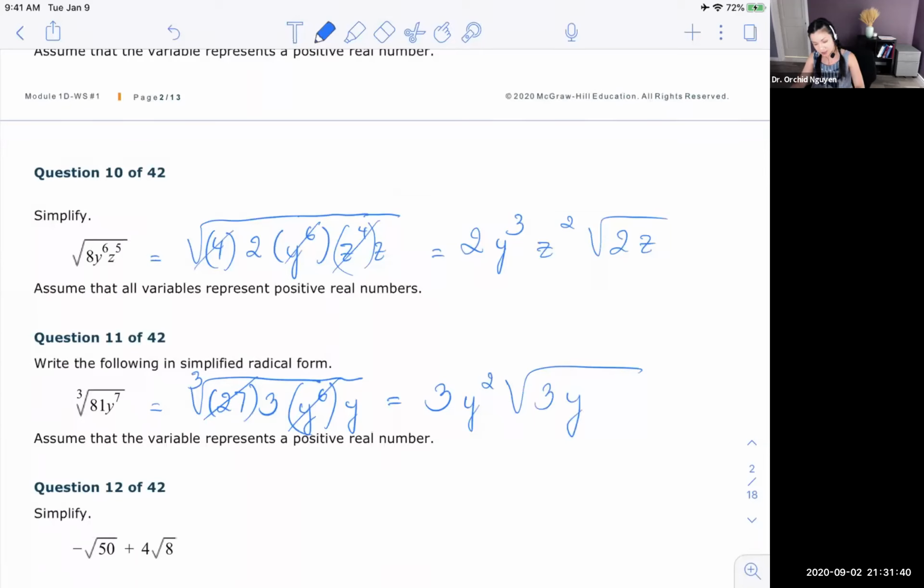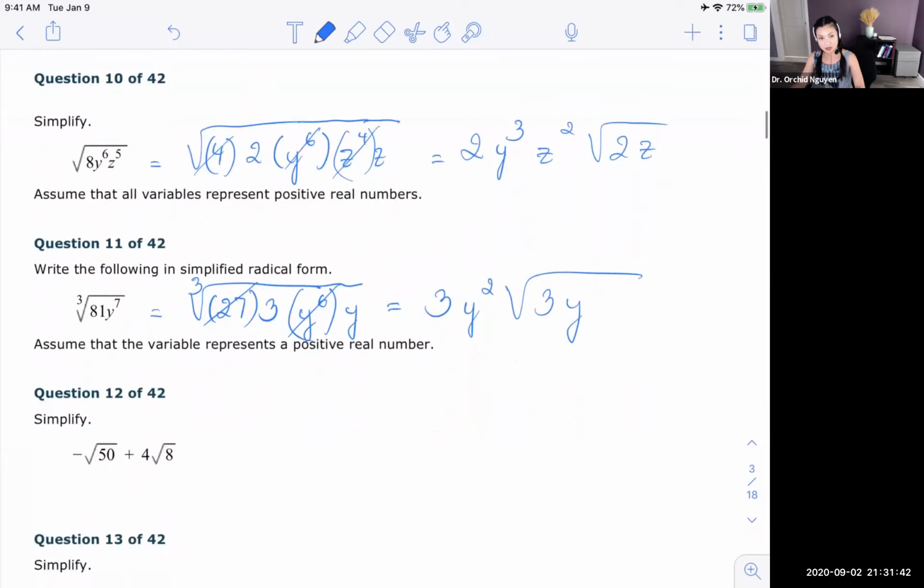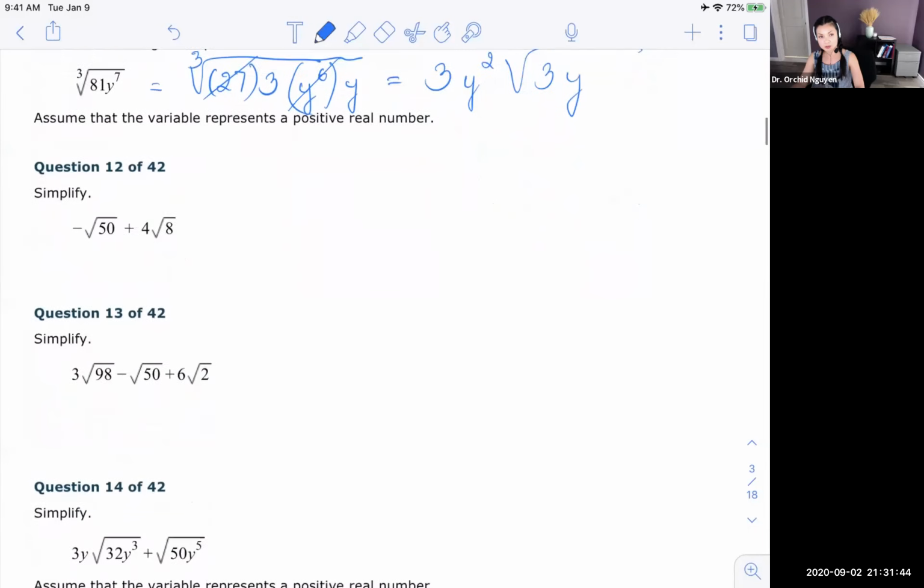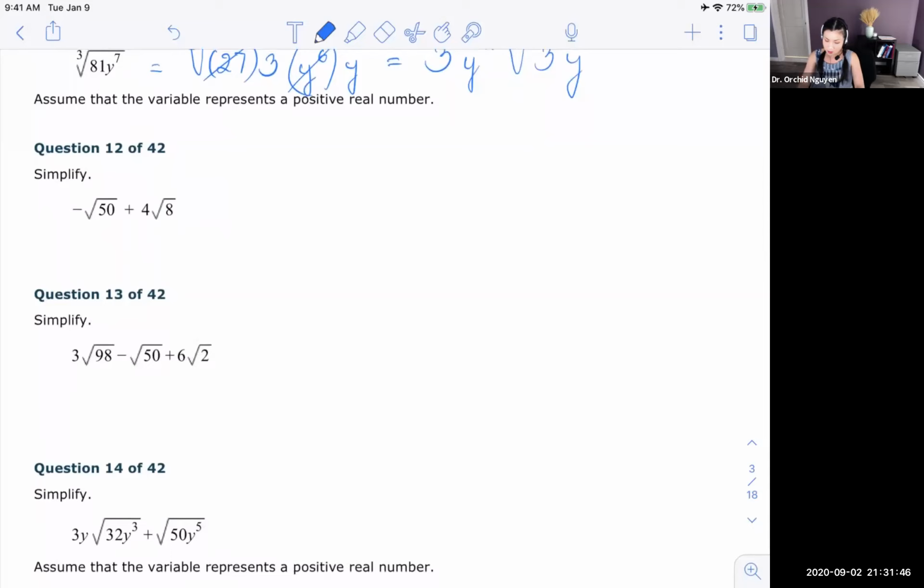All right. Speaking of the leftover, that's going to be my trick for these problems. So you see, we have 50 and 8. We need to look for the perfect square. So I will always check out the easy one first. So in my opinion, the easy one would be 8. So I know that 8 is 4 times 2 because 4 is a perfect square.